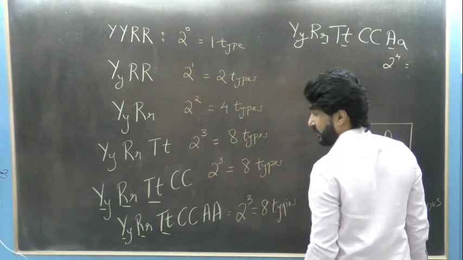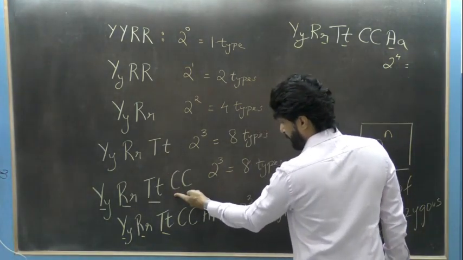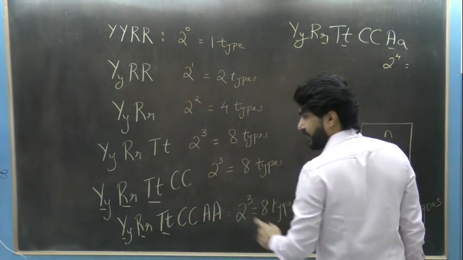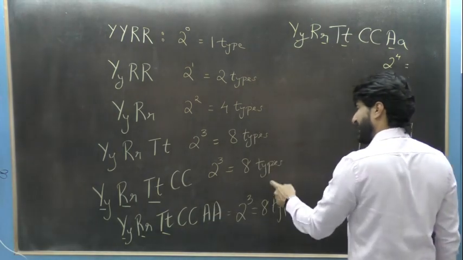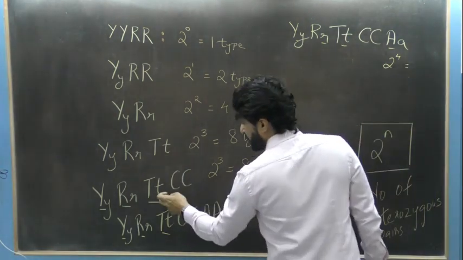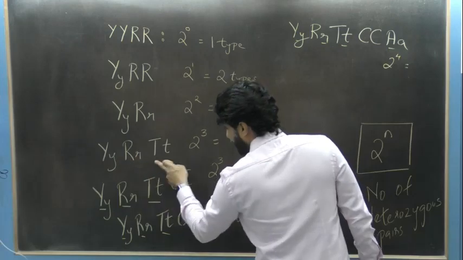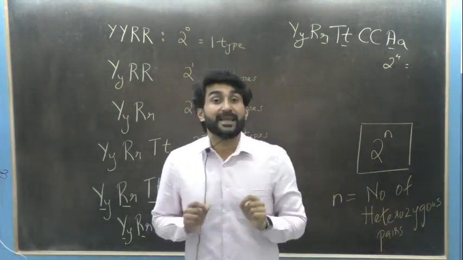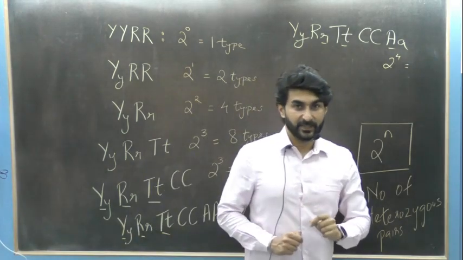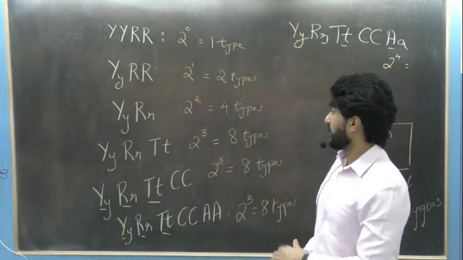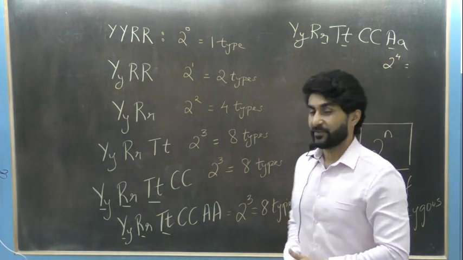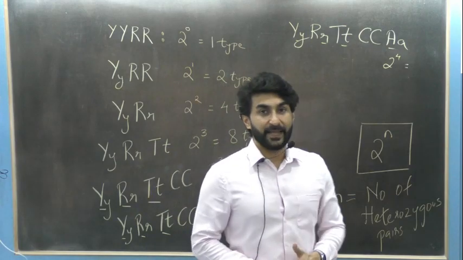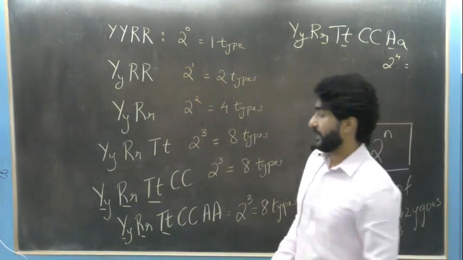Also, if you observe, there is this genotype, this genotype and this genotype. All 3 genotypes are different. But all 3 genotypes would produce 8 types of gametes, because the common thing you find in them is that they have 3 heterozygous pairs. So that's the trick of solving the MCQs about the types of gametes produced. Just remember this formula, 2 raised to n, where n is the number of heterozygous pairs, and it should help you solve these types of MCQs.